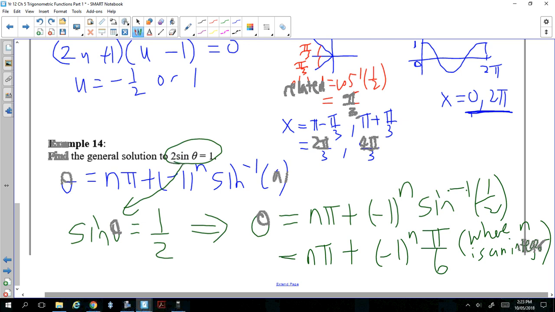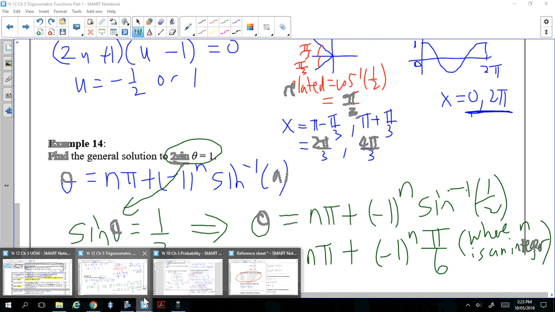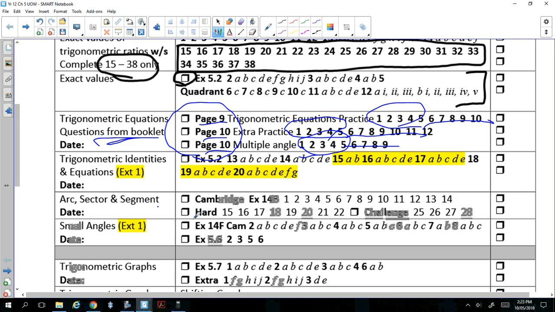Good, so today you just do exercise 5.2. Now 5.2, we've already started last lesson. So you only have to do, starting here, just these ones. Start from question 13, and then continue. If you have a look, it has curve sketching.